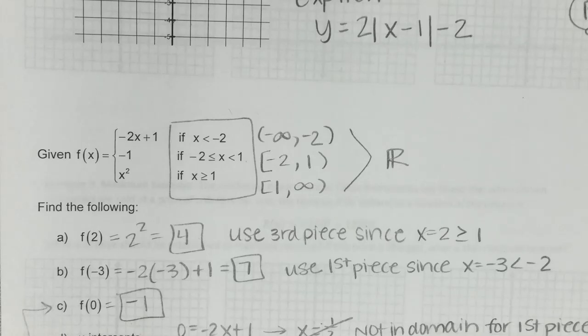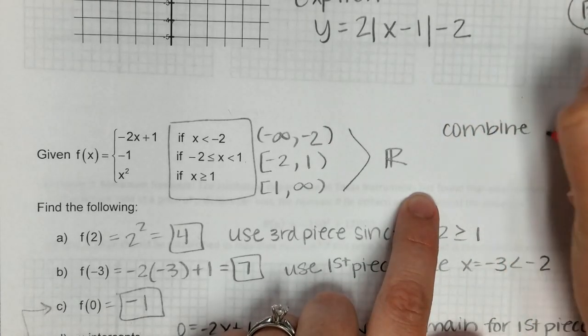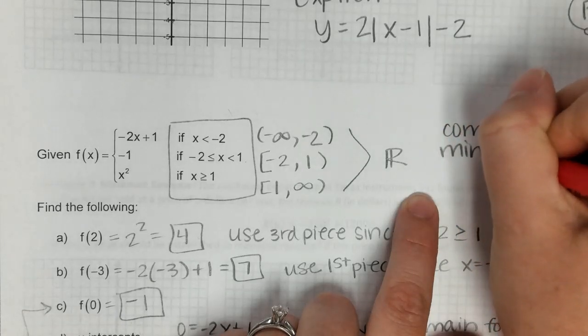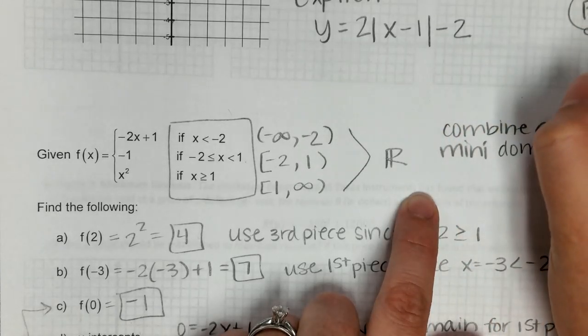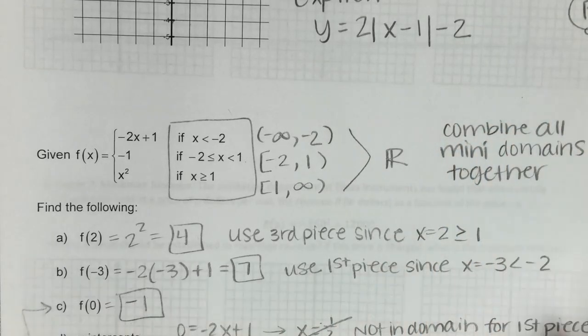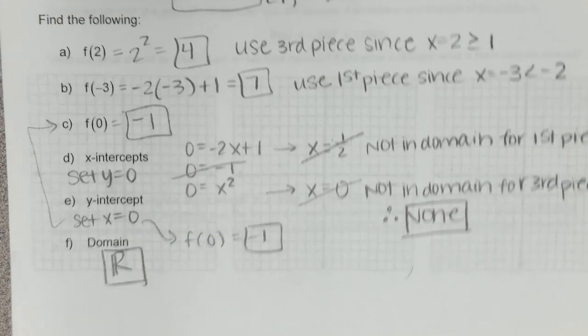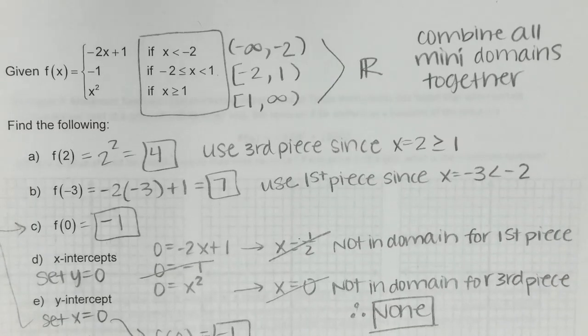So yes, to find the domain of your piecewise function, you just combine all the mini domains of each of your restrictions together. And then that would be your answer down here. The domain is all reals. Again, we haven't even looked at a graph of that picture. We figured all that stuff out just from the definition of the piecewise function.